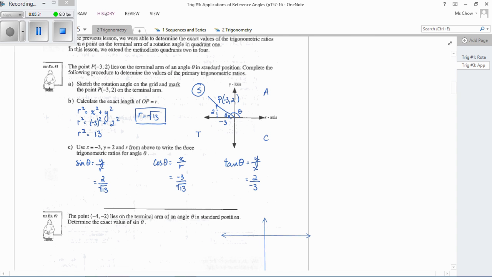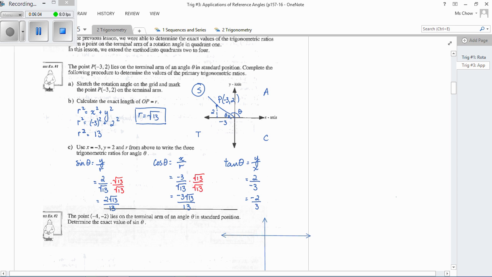So we can multiply numerator and denominator by root 13, and we'll do the same over here. That simplifies to 2 root 13 over 13 as my sine ratio. My cosine ratio is then -3 root 13 over 13, and the tangent is fine. We might consider moving the negative into the numerator or out front.